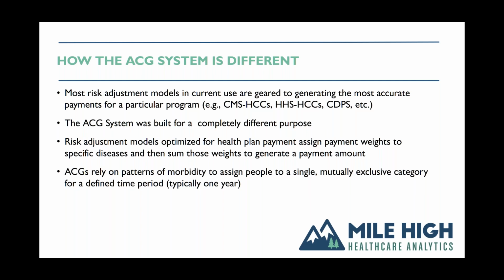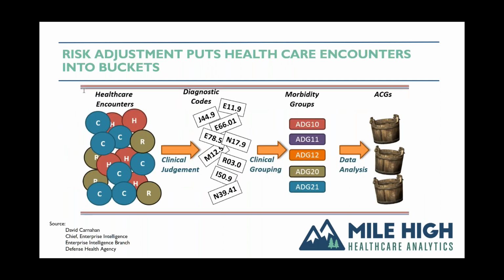They rely on a pattern of morbidity to assign people to a single mutually exclusive category for a defined period of time, typically a year. So everybody gets into one and only one ACG, which is different from the CMS HCC model, where there's a score. Everybody has a risk score, but it's comprised of the addition of a whole series of disease-specific and age and sex generated weights or payments.